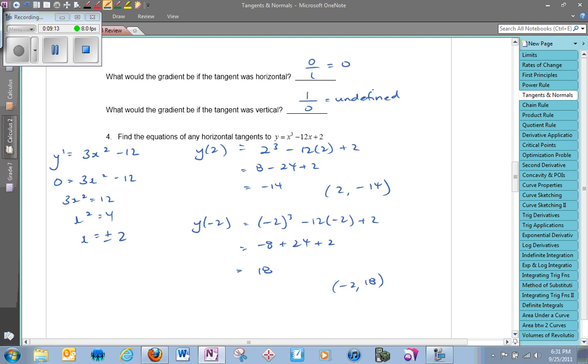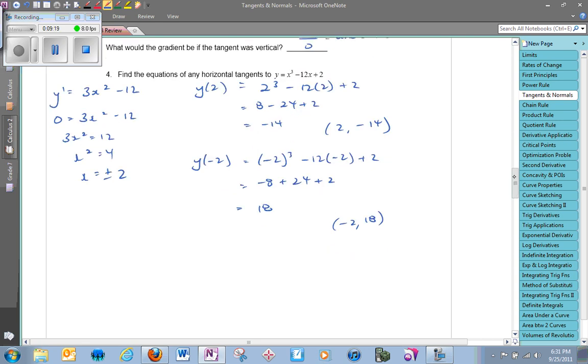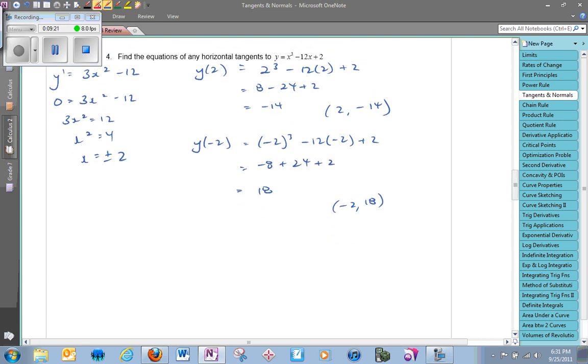Well, I could sub in the 2's and the negative 2's and find the slopes. Or if I'm smart and I understand that basically these are horizontal lines, and one line goes through 2, negative 14, so it goes through this point here, let's say, for example.